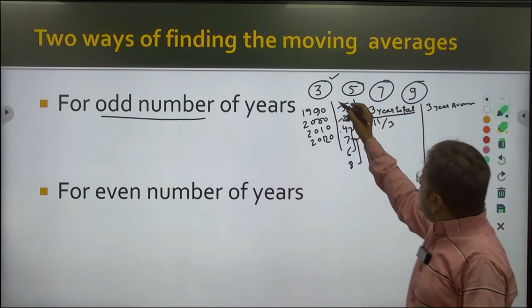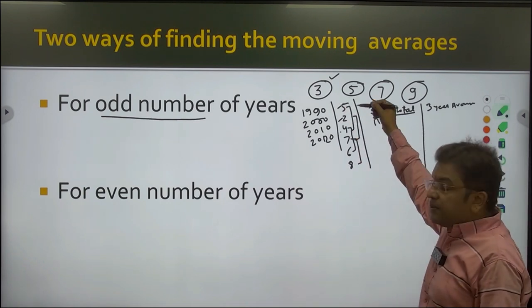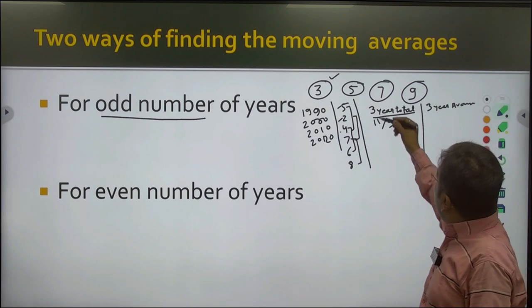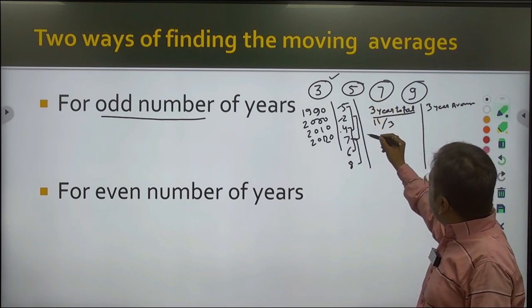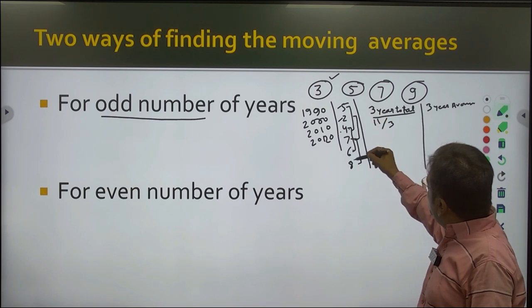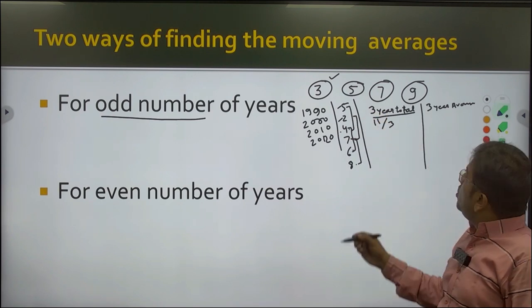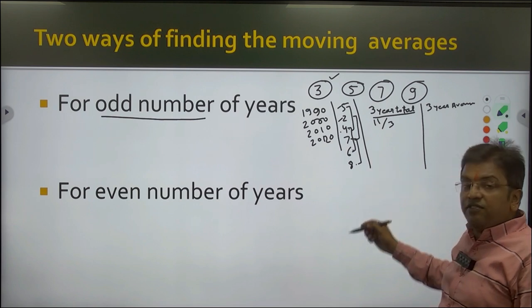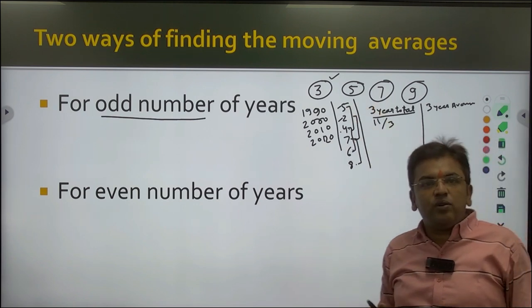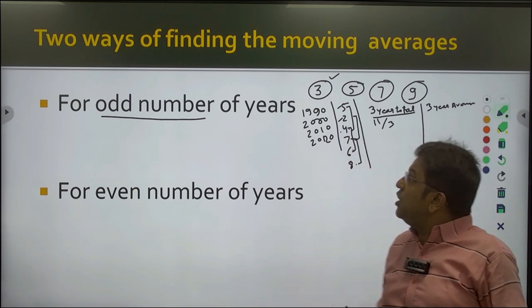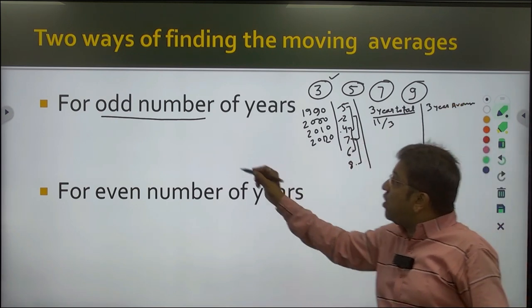So for 3 years you are going to take 3 values at a time. For 5 years you have to take 1, 2, 3, 4, 5, then write over here. So for 7 years you have to add the 7 values, and accordingly you have to leave the first value and add the rest of the values. Like this you are going to calculate the moving averages of the odd number.